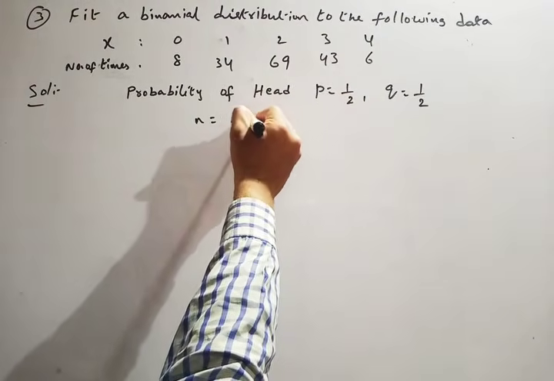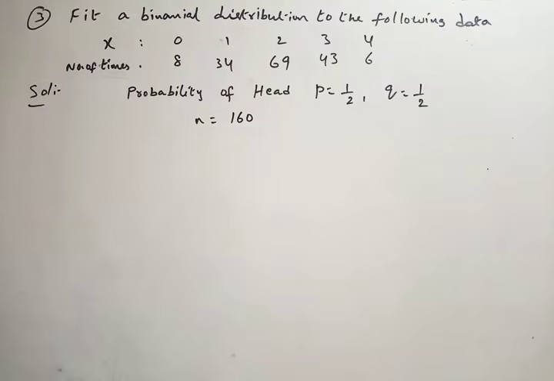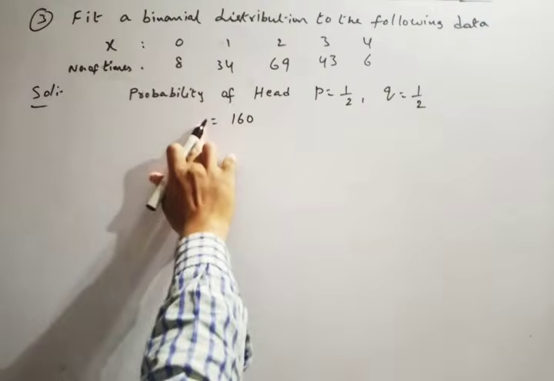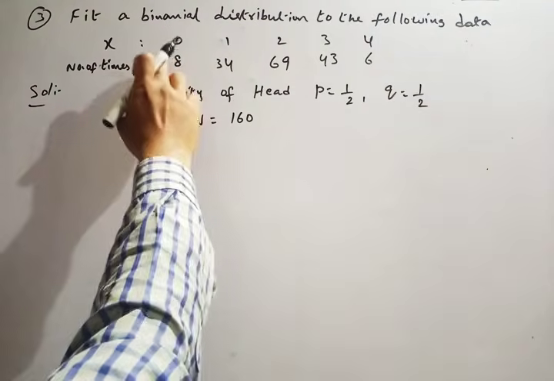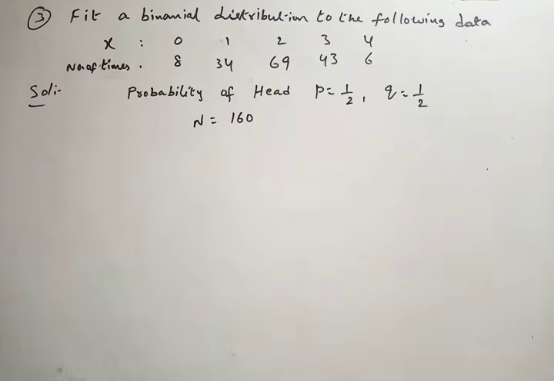So n is equal to how many times? 160 times he is tossing a coin. Okay, so now what do you have to calculate? You need to calculate expected frequencies, correct? So how do we calculate expected frequency?